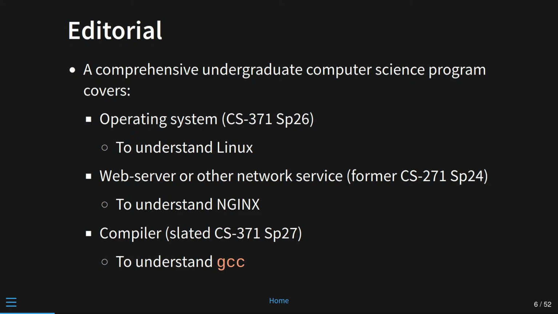Nginx is like the most powerful web server in the world. It's responsible for roughly 30% of the internet traffic. And so it has a similar level of importance as Linux, right? We don't see it because we're connecting to things that are running on the server, right? And then a compiler, that's slated for next spring, and that's to understand GCC. No one understands Rustc, so I'm not going to teach you how Rustc works, right?